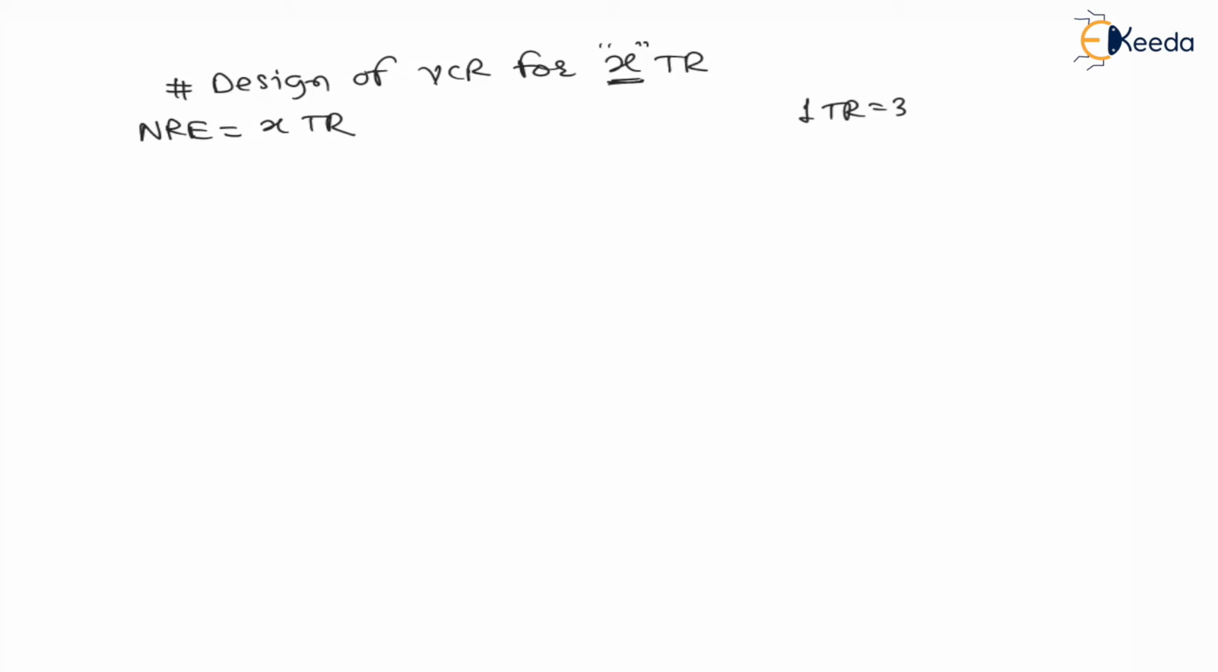Now we will understand the design of VCR cycle or VCR system for X ton of refrigeration. So my dear students, X ton of refrigeration means the net refrigerating effect is equal to X ton of refrigeration. And we know that 1 ton of refrigeration is nothing but 3.517 kilowatt. Therefore, the net refrigerating effect over here will be equal to 3.517 into X kilowatt. This is the net refrigerating effect required to be produced, right?